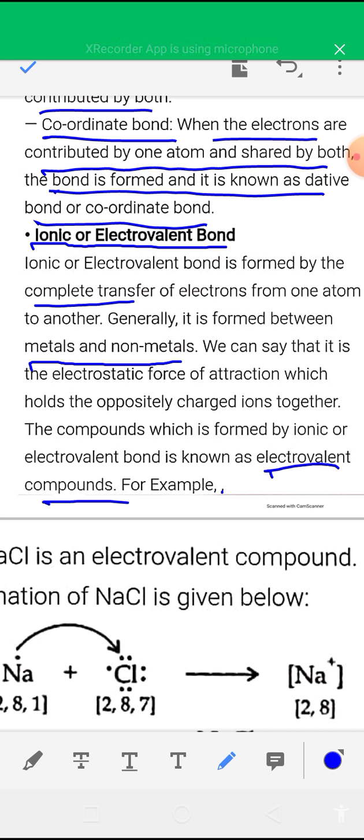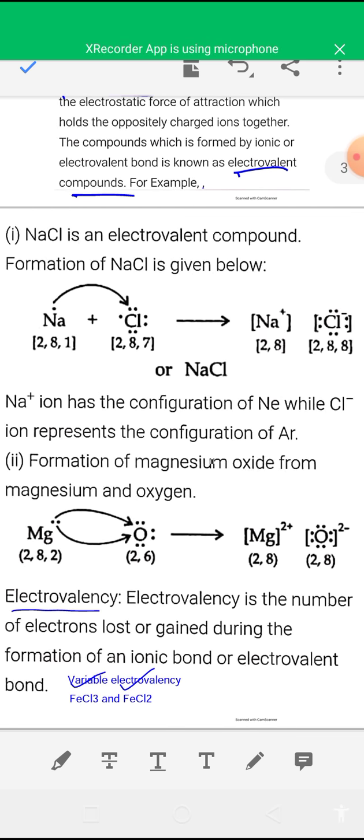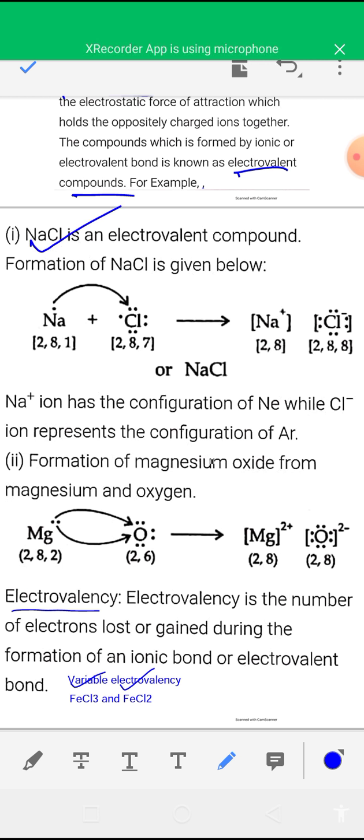So in ionic bond formation, first the cation and anion are formed. The metal can lose one or more electrons to give the metal cation, and the non-metal accepts one or more electrons to give the anion. After formation of cation and anion, they combine due to strong electrostatic force of attraction between the opposite charges. For example, see NaCl formation. NaCl is an electrovalent compound or ionic compound.